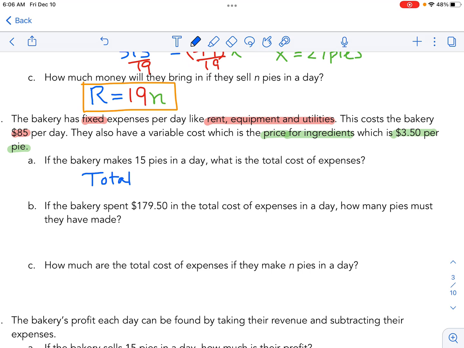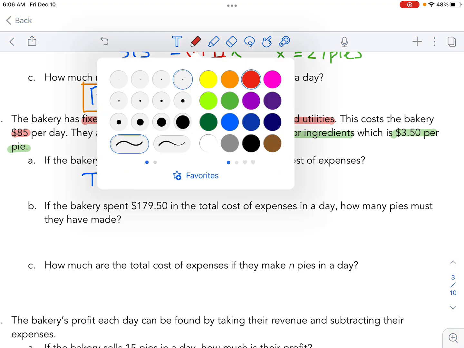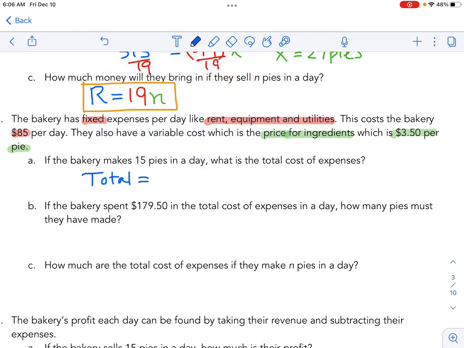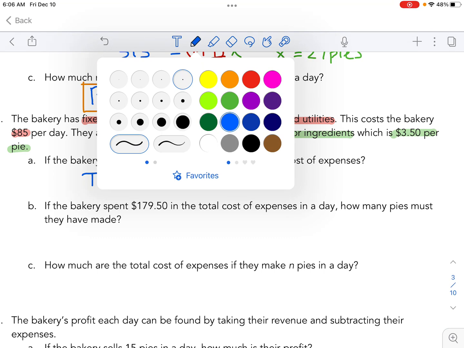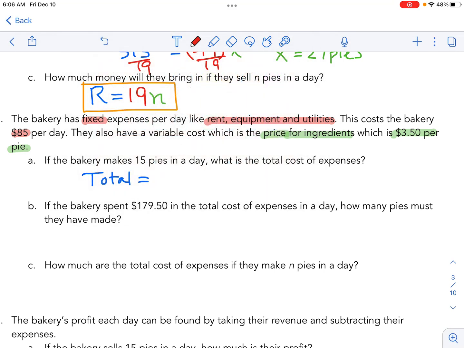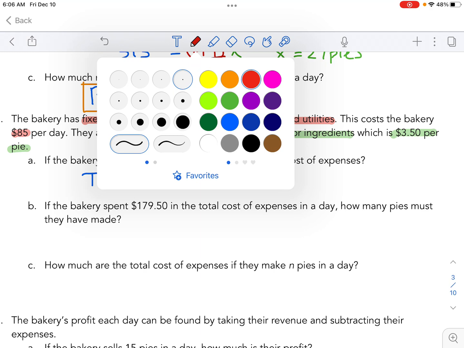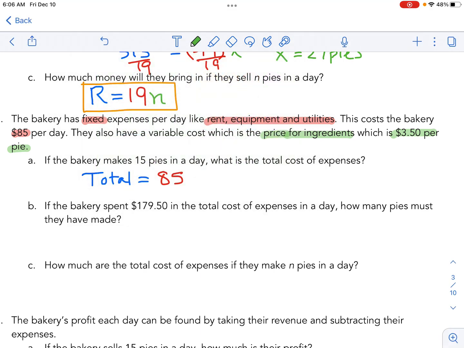And that total is going to be kind of related to the problem above, right? We're going to have these fixed costs. So the $85 here, the $85 for all our what we would call overhead, those costs that we pay even if we don't sell anything, is $85. And then for each pie, we're going to spend $3.50.